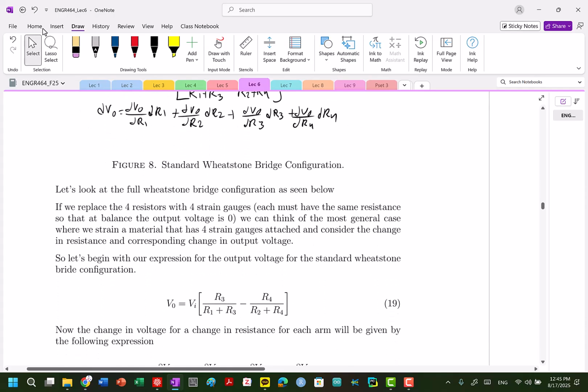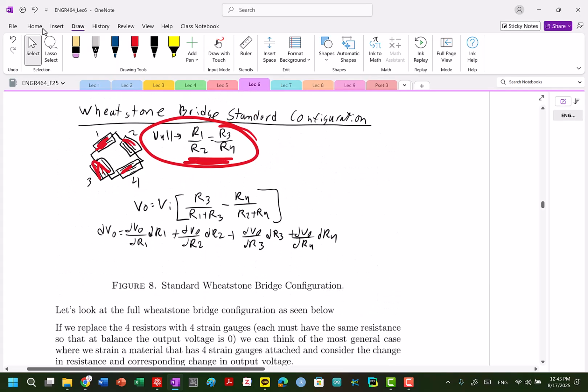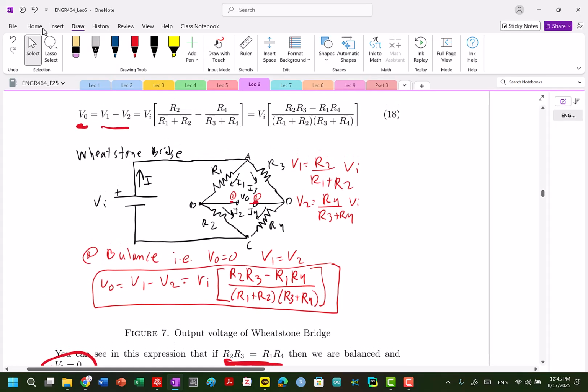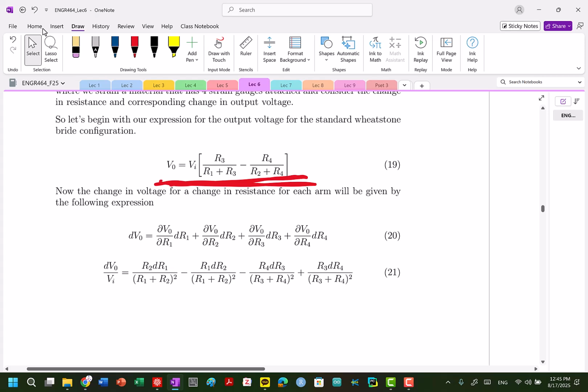So if we replaced all the resistors with strain gauges, we're going to take this relationship that we developed previously, and you can see it's a little bit different because of the positions. So instead of 1, 2, 3, 4, it's 1, 2, 3, 4 here. So the expression changes slightly, but now we're looking at how the voltage will change as the resistance changes, because the resistance changes since we have strain gauges everywhere. So this is the most general case when we have the full bridge configuration.